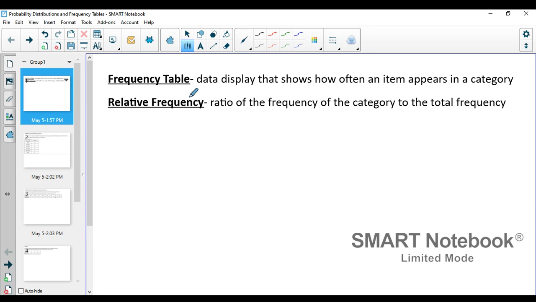Right? So essentially, relative frequency is our probability. In this situation, it's just labeled as relative frequency since we're talking about frequency tables. So we can think of it as a type of probability.